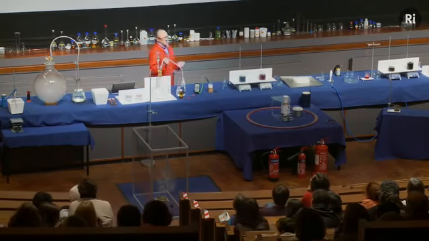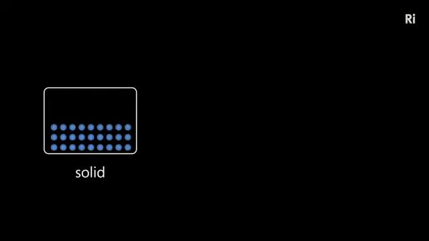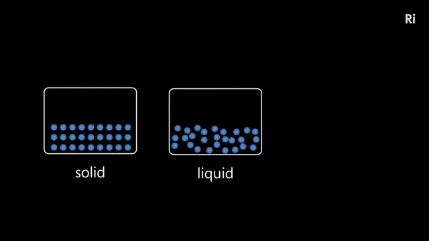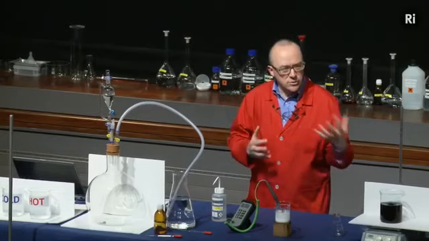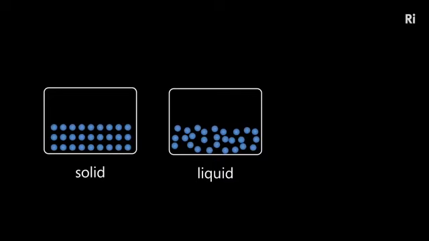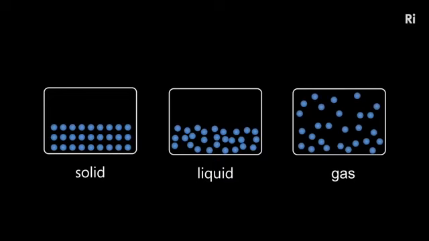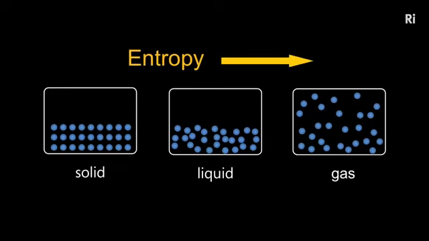So let's think about a solid. In a solid, the atoms or the molecules are arranged in nice, neat rows. They're very ordered in a sort of crystal lattice. In a liquid, the molecules can move around. They're not in fixed positions anymore. So this is a more disordered state than a solid. And a gas is even more disordered because the atoms or the molecules are free to move around. They can fill the container. So as we go from solid to liquid to gas, the entropy or the disorder increases.